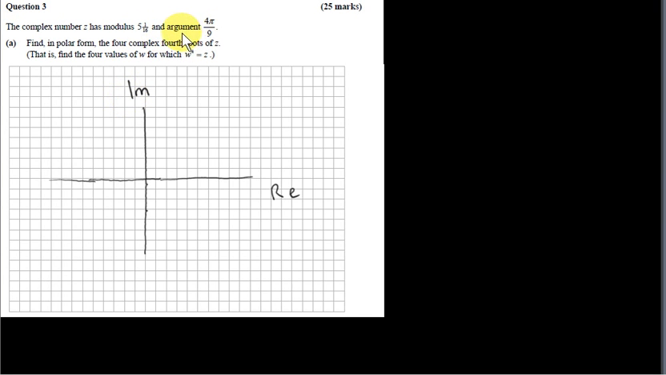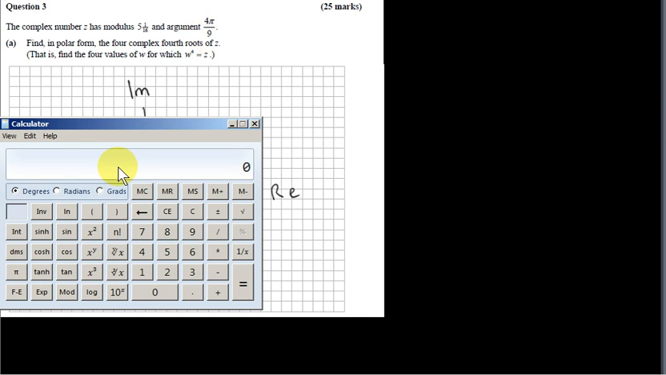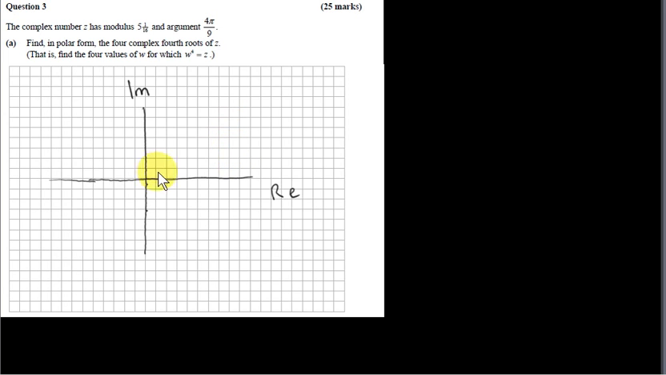Let's first look at the argument of z. The argument is measured anti-clockwise from the positive real axis, because this angle is positive. It's plus 4 pi over 9. We could get a rough idea of what this angle is by looking at it in degrees. Remember, pi radians is 180 degrees, so we have 4 times 180, and then we divide by 9. So in degrees, our angle is 80 degrees. So the complex number must be in this quadrant here.